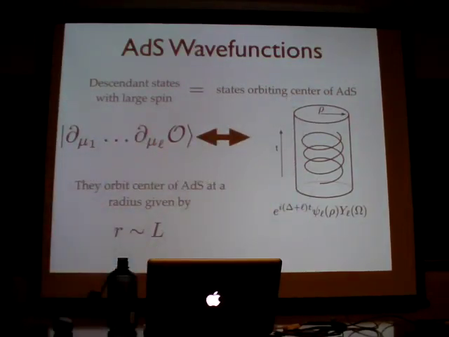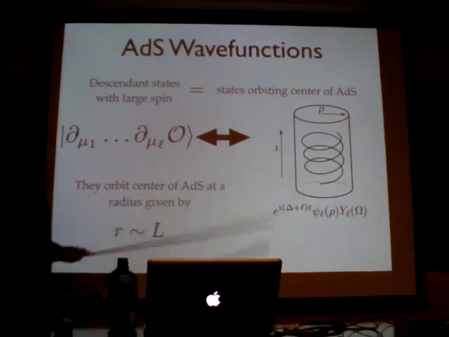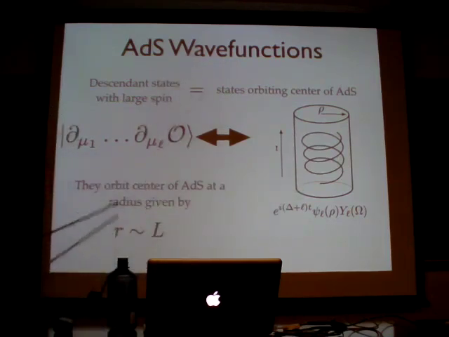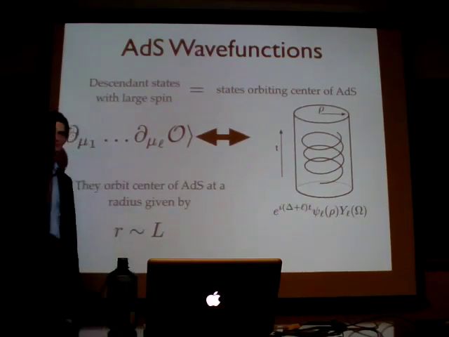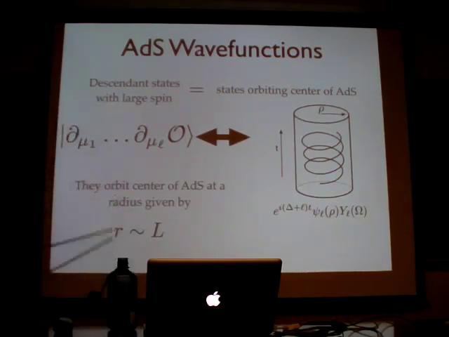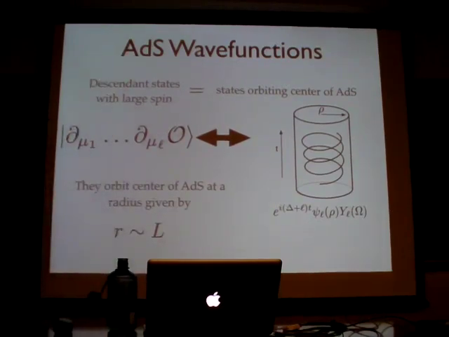Okay? You can look at the detailed form of the wave function and just read off that the radius they go up to is given basically by their angular momentum. For those of you who are experts, by radius here, I mean defining the radius in terms of the area of the sphere. Okay? That distance.